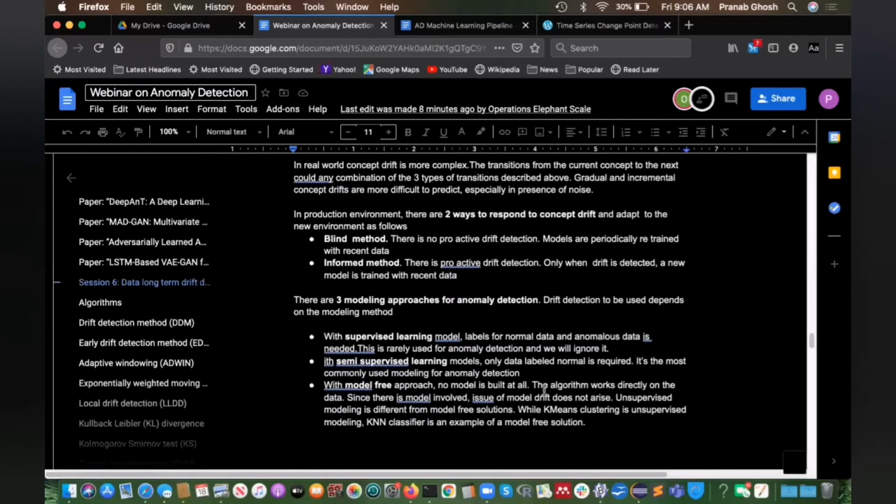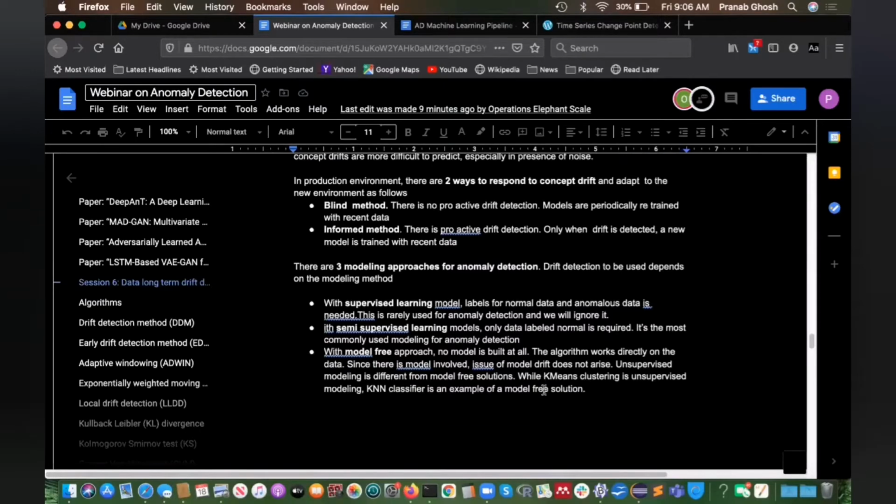So once you detect the drift, what action do you take? One approach is to not bother about detecting drift at all, and just periodically rebuild your model, which is called a blind method. It's not recommended, but people might do that. They just assume the worst case scenario that the data is drifting, so periodically they'll retrain and rebuild the model. The other is informed, where there is a process to detect the drift, and only when the drift is detected is the model retrained with newer data.